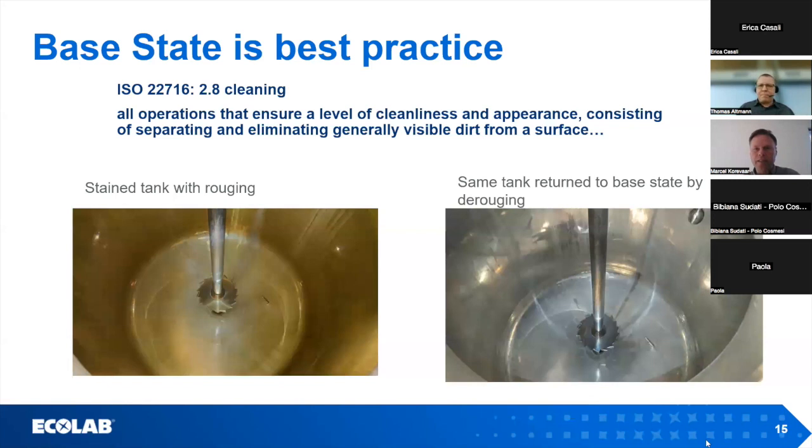Left again the rouging, difficult to judge, maybe to see residues. But if you do some passivation, maybe to get rid of the rouging, you see a different tank again. And I think it's better from the right hand side, from that base situation, to judge if your cleaning is perfect or not.